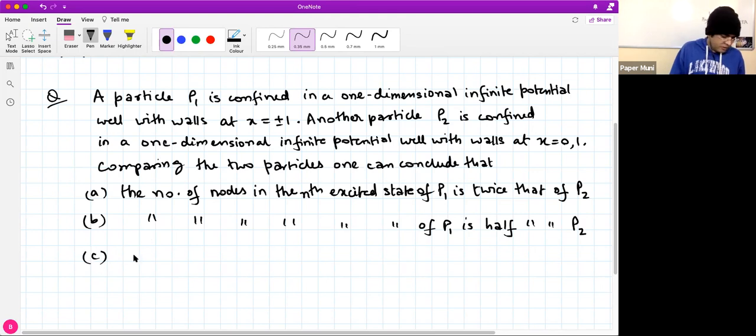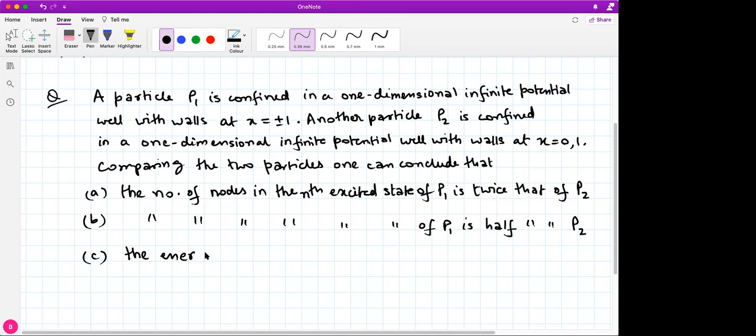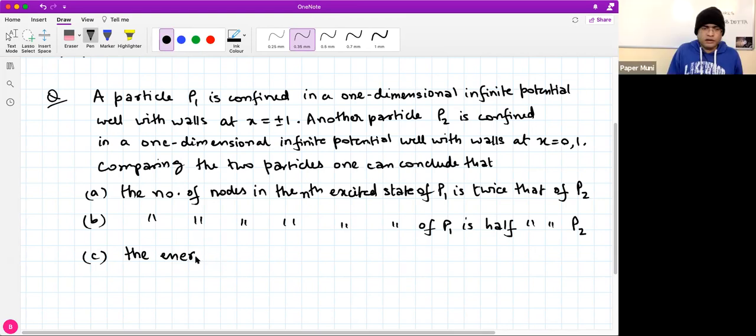And option C, the energy. Remember the problem which we did yesterday, where the sine cube wave function was there. The wave function was given to be sine cube pi x by L. That question was from CSIR 2014. Whatever questions I'm doing, even if there is no label on it, sometimes I forget the labels. Those are all from previous years.